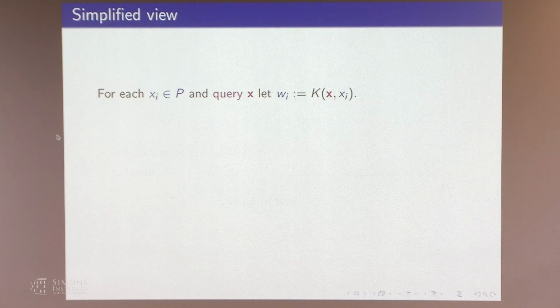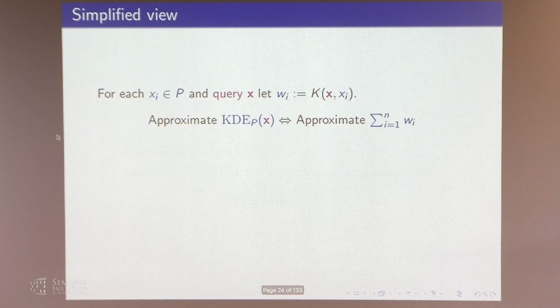Let's try to think about a more simple setting. You have your data set consisting of points xi. There's a weight attached to every element of the data set. The weight is just the kernel value between x and xi. And what we want to do is approximate the sum or the average of these kernel values. In other words, we want to approximate the sum of these wi's.